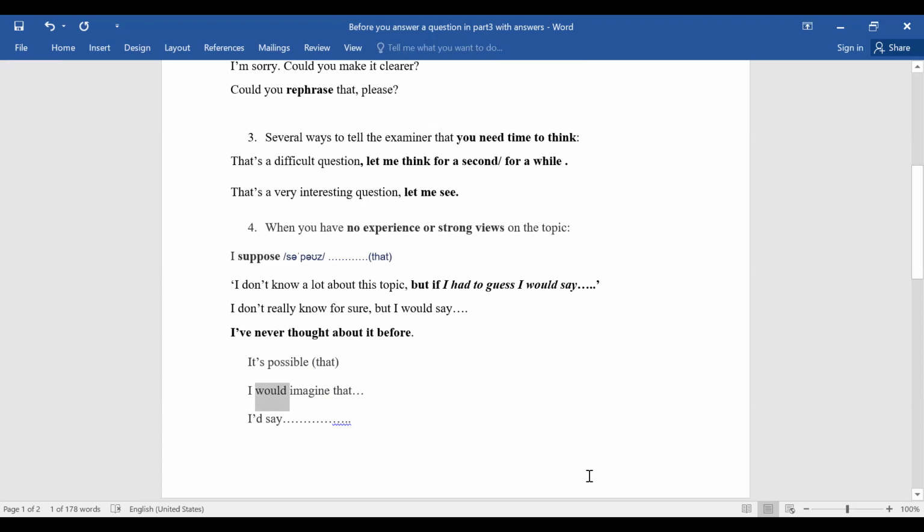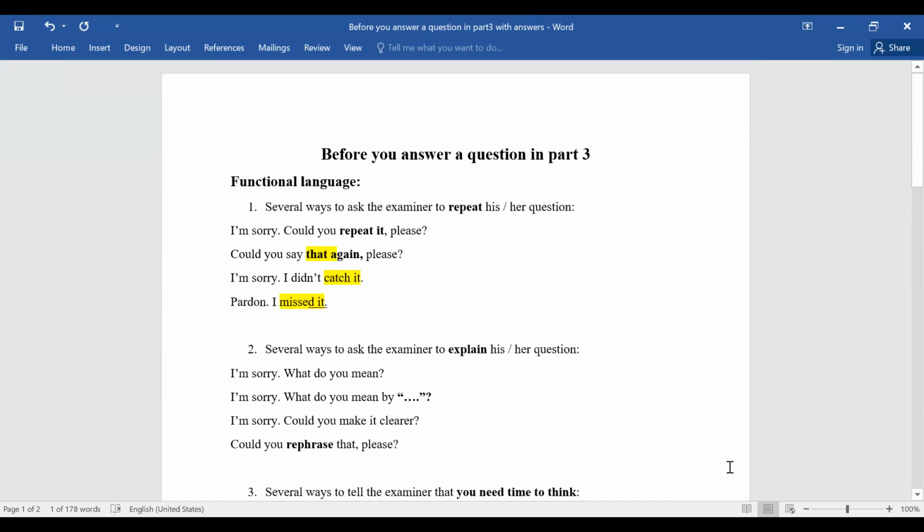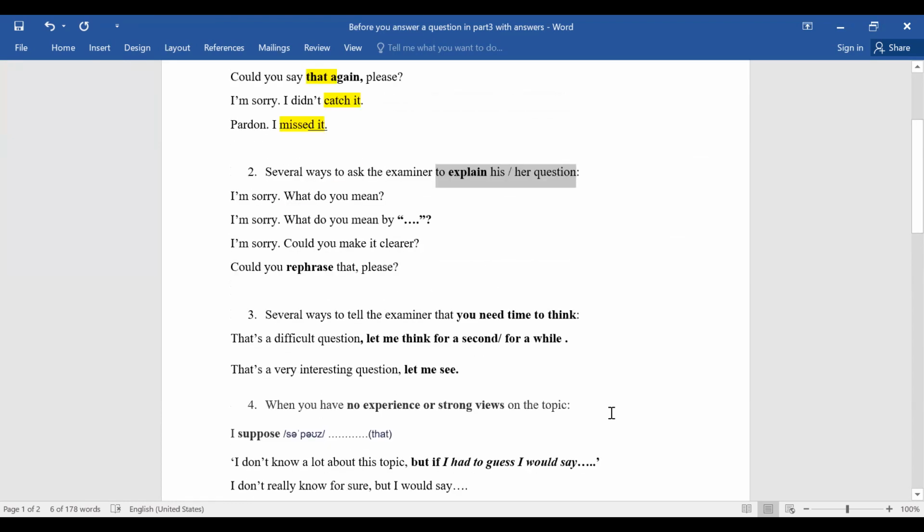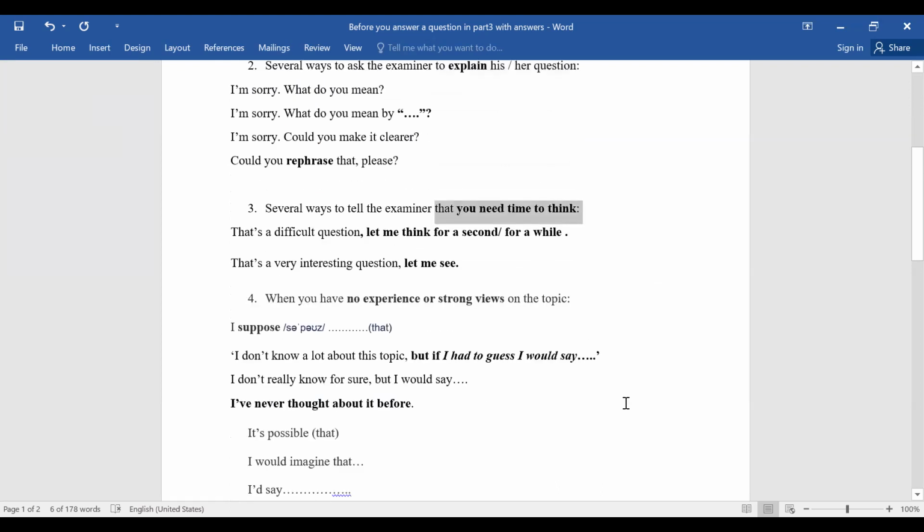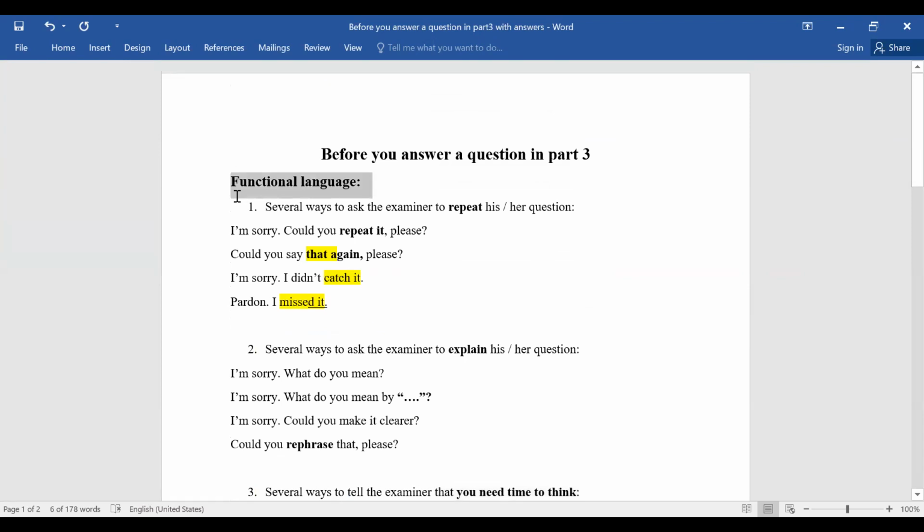Okay, thank you everybody. So I will send you guys this file. The final message is that these expressions are called functional language, right? The language to politely ask people to repeat what they said, or to explain themselves, or to tell them that you need time to think, and to admit in a polite way that you don't know much about the topic. And functional language is a part of a speaking test, right? It doesn't mean that you are a weak candidate. It means that you can use functional language perfectly well in different situations. Thank you.